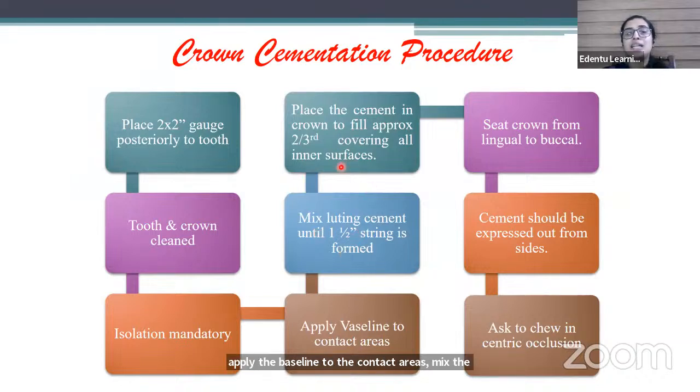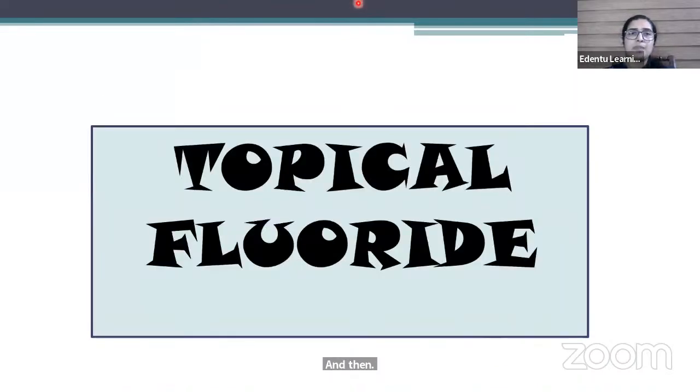Then you have to place the cement in such a way that 2/3 of the inner surface is covered. Followed by that, seat the crown, and the direction is something you have to note down: from the lingual to the buccal side. The cement should be expressed out from the sides, and then ask the patient to chew in centric occlusion.